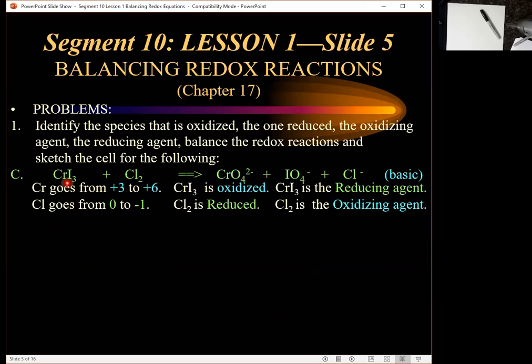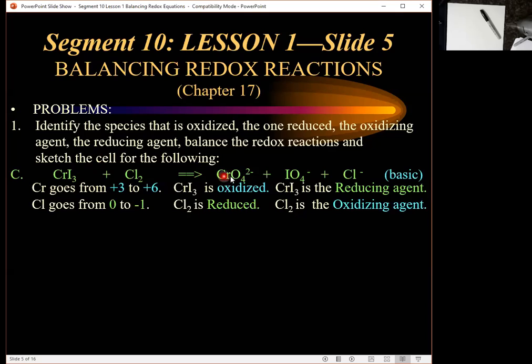Well, how in the world do I know? Because it's combined with iodine. Iodine's in group 7 as a nonmetal. All the group 7 ions are -1. So that makes chromium +3. So iodine is -1 on this side, and chromium is +3.